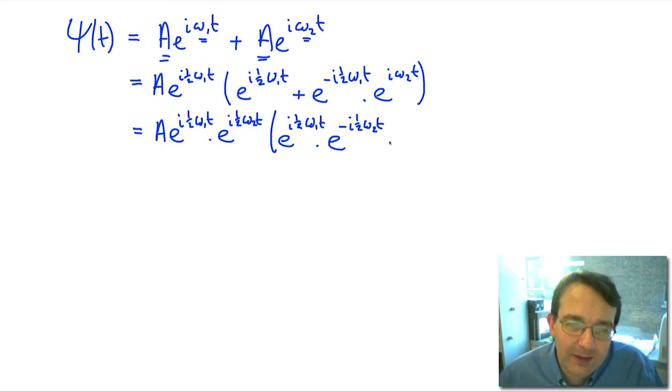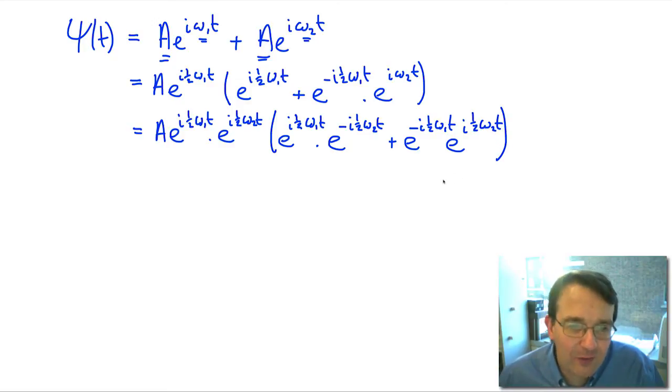And then this term here is going to be plus, well, when I multiply it through by minus a half i omega 2 t, I'm just going to make this a half. So this is going to be plus e to the minus i a half omega 1 times t, e to the i a half omega 2 times t.